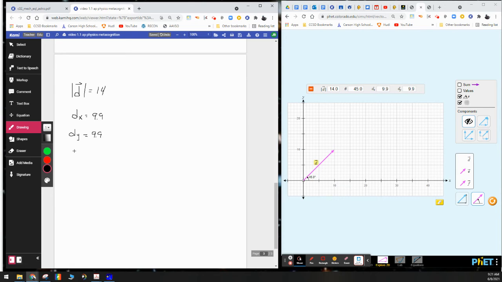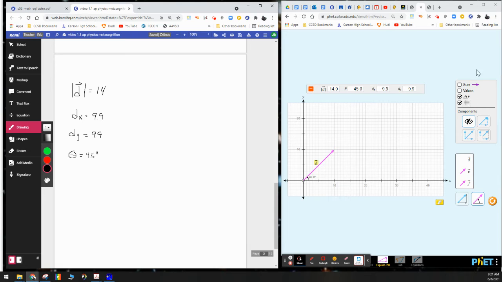And we have here that the angle theta is 45 degrees. Okay, so this is vector D. The magnitude is 14. Here is the x component, here's the y component, here is theta, which is 45 degrees. Okay, all right.